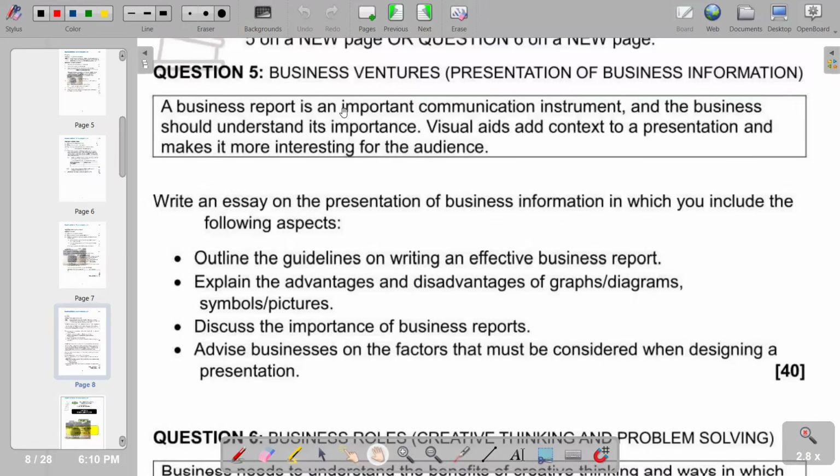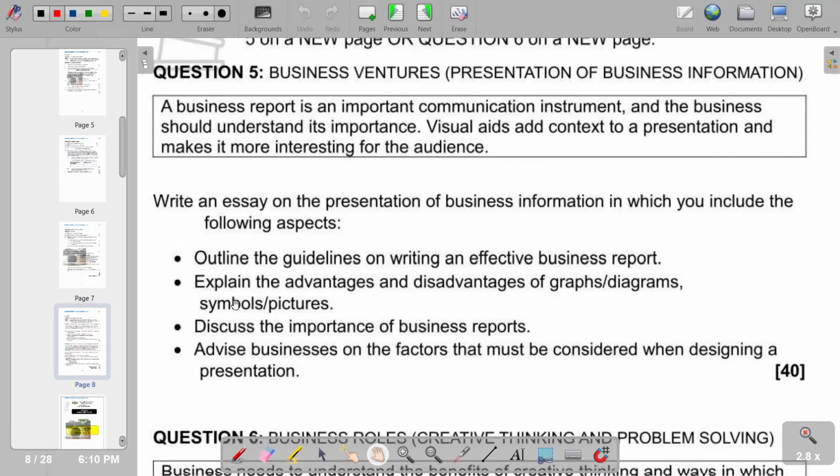So moving on to our question 5, which is our essay question, it reads: business ventures, presentation of business information. We are given information before the question, which reads: a business report is an important communication instrument, and the business should understand its importance. Visual aids add context to a presentation, and they make it more interesting for the audience. So the question reads: write an essay on the presentation of business information in which you include the following aspects. So we have the aspects that we are given there that we need to follow. The additional part reads: advise businesses on the factors that must be considered when designing a presentation.